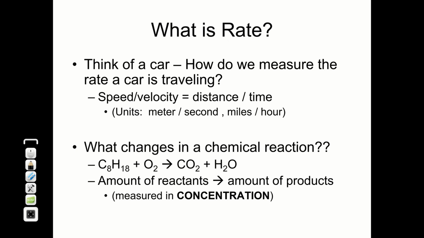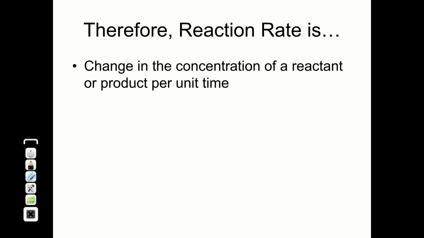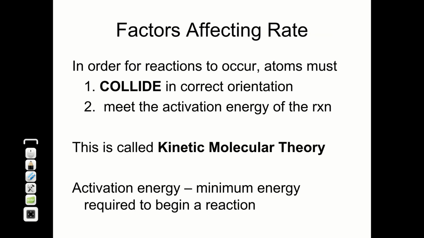So again, reaction rate is the change in concentration of a reactant or product per unit of time. One good point to slow down and see here is the idea that we can see either the change in reactants occurring or the change in products, because obviously they go hand in hand. So what's going to affect rates?